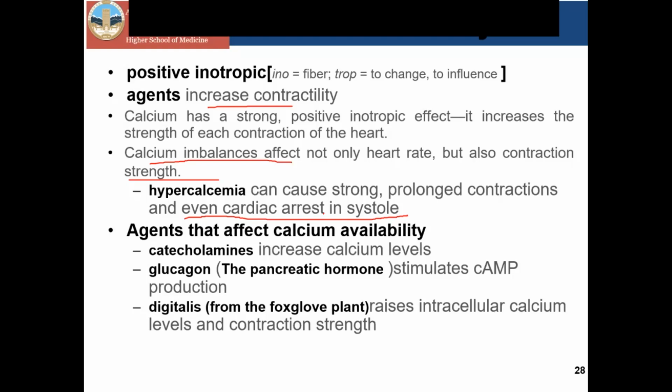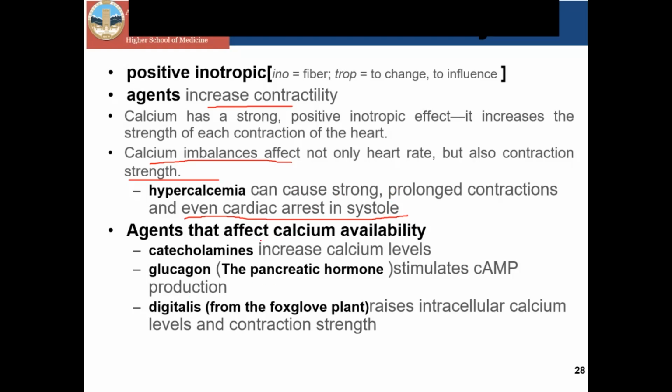You see, we discussed it contracts but does not relax. If it does not relax, we don't have another contraction, no another heartbeat. It stays in one contraction and doesn't relax, doesn't produce another one. That's why it's hard. Hypercalcemia is also an emergency situation. Okay, guys, do you understand the differences in contractility with what we discussed before?